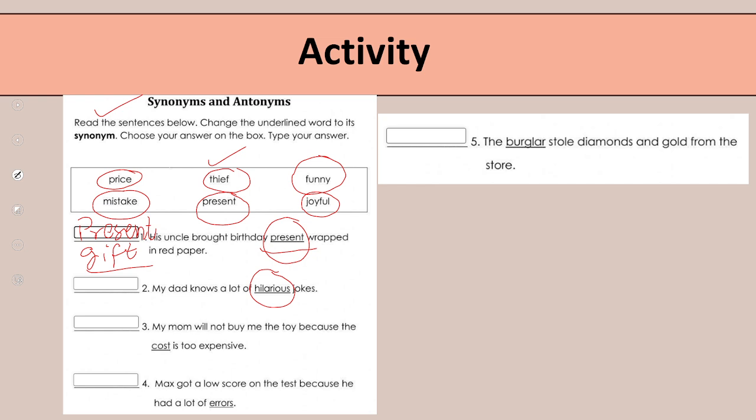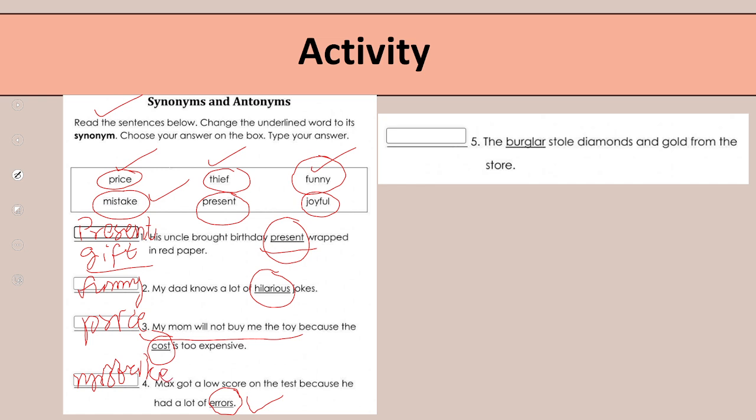Next, my dad knows a lot of hilarious jokes. We know hilarious is funny. So we can say that my dad knows a lot of funny jokes. My mom will not buy me the toy because the cost is too expensive. Cost means price. And next, Max got a low score on the test because he had a lot of errors. Why do we get low scores on the test? Because of mistakes. So mistake is the right synonym of error.